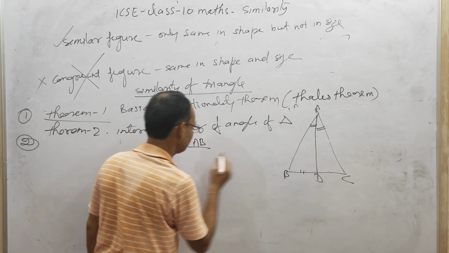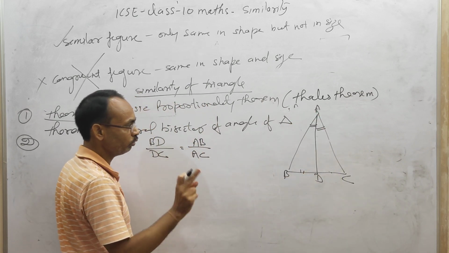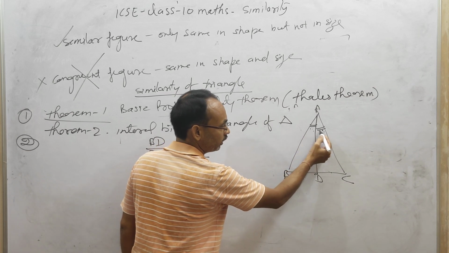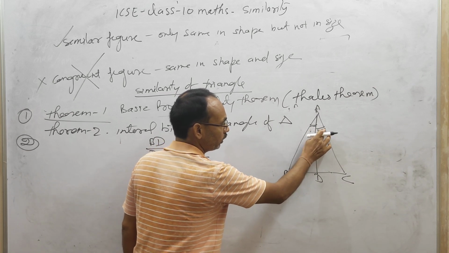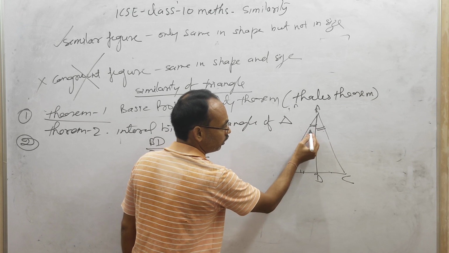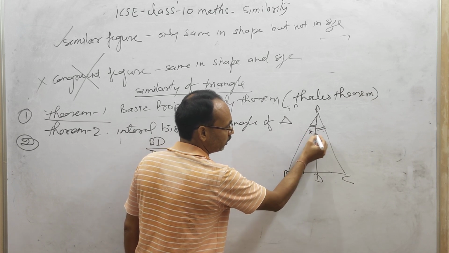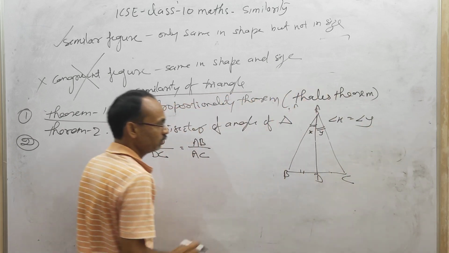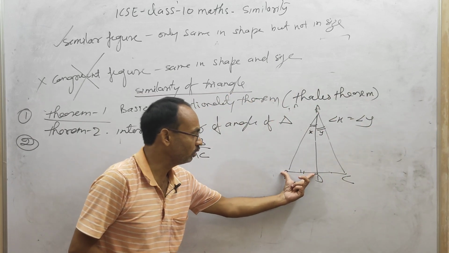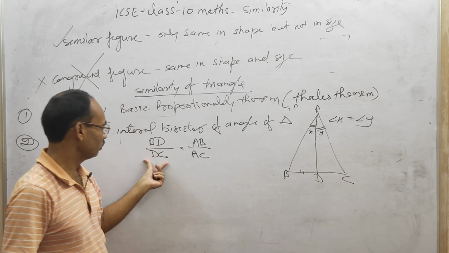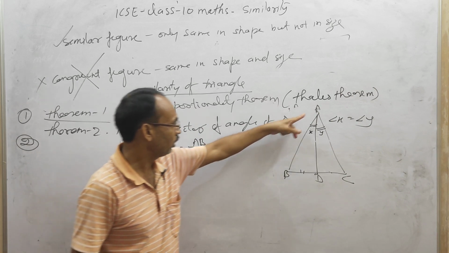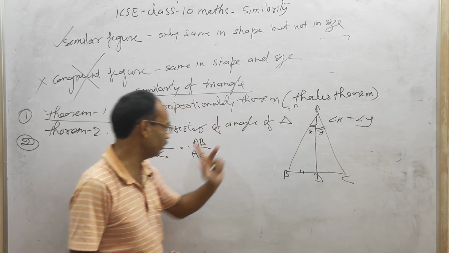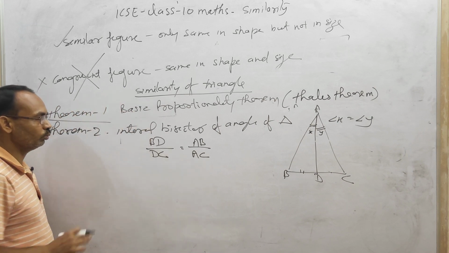But it is only true if these angles are equal. If these two internal angles are equal, suppose that is angle x and y, and angle x is equal to angle y given, then the ratio BD upon DC will be the same as AB upon AC. This is theorem 2.